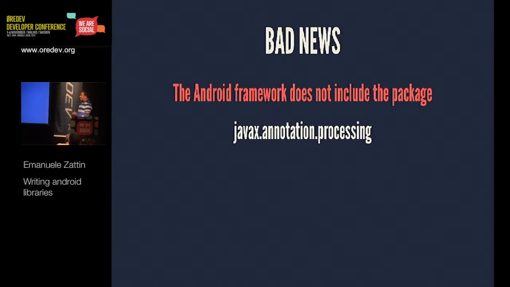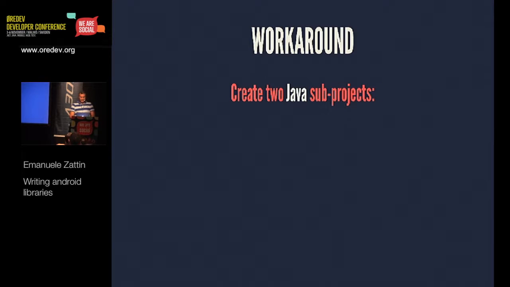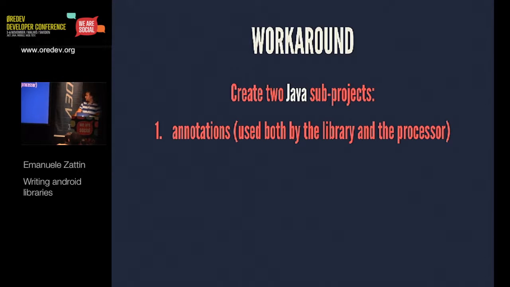The problem here is actually that the Android framework does not provide you with the package you actually need to do all this. javax.annotation.processing is not included. So what do you do? Well, you have to create 2 Java sub-projects, or sub-modules if you want. The first one is for the annotations, and the second one is for the annotation processor. And you want them separate because the annotations, you will need them both from the annotation processor and from your library itself. So it's nice to have this separation of concerns and have everything nice and tight.